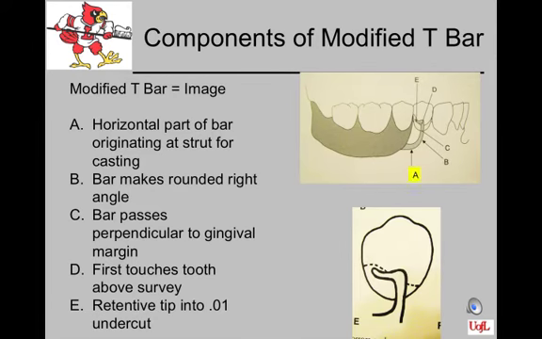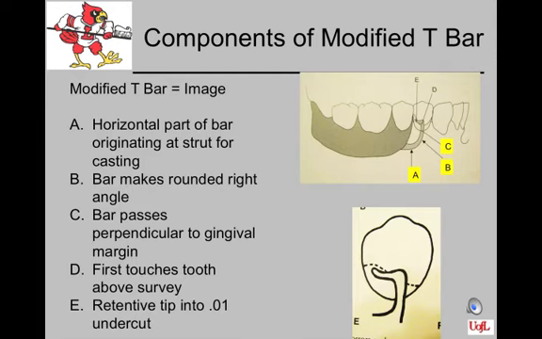Point A is the horizontal part of the bar that originates from the strut in the base attachment area. It runs parallel to the crest of the ridge, and then at point B it makes a rounded right angle and goes straight up, and it should be at the middle of the tooth, mesial-distally. And as the bar passes the marginal gingiva, note that it is perpendicular to the marginal gingiva.